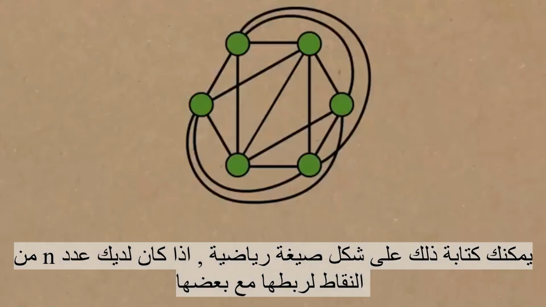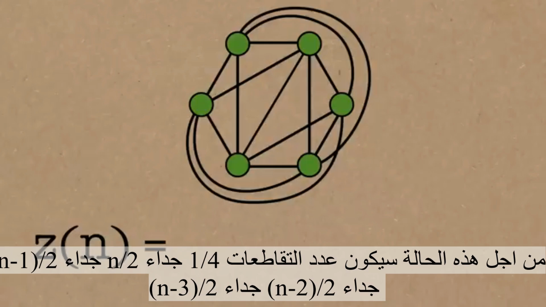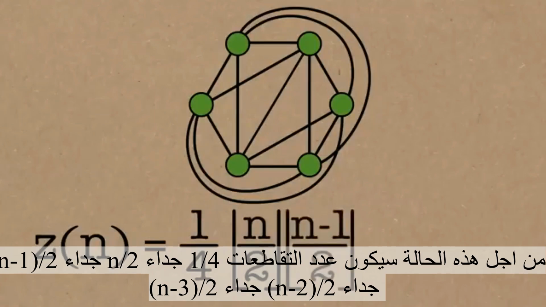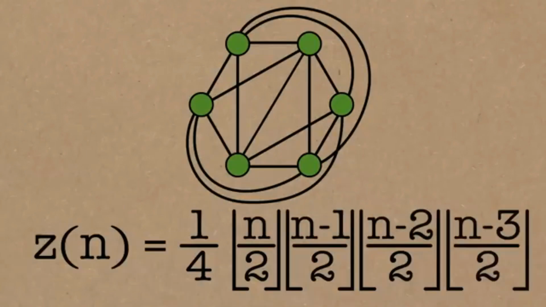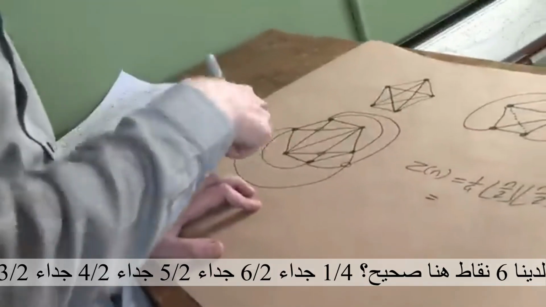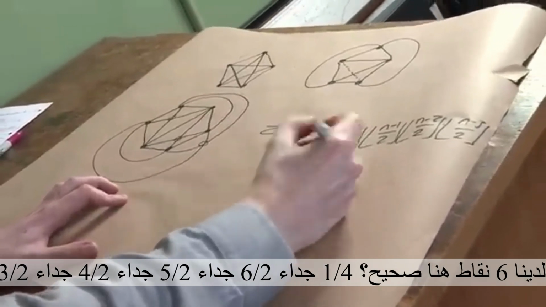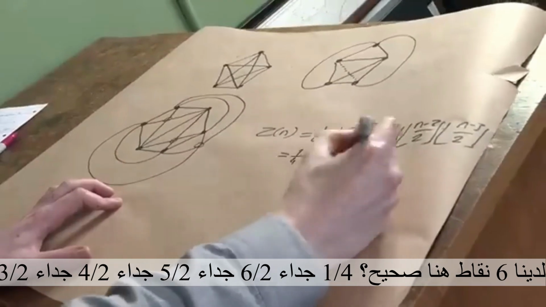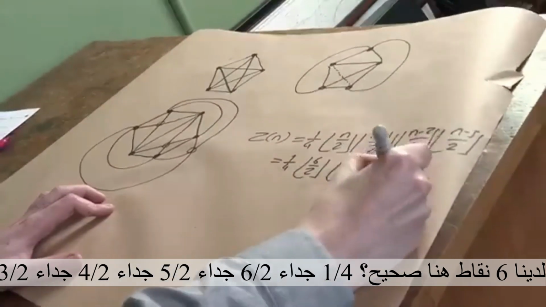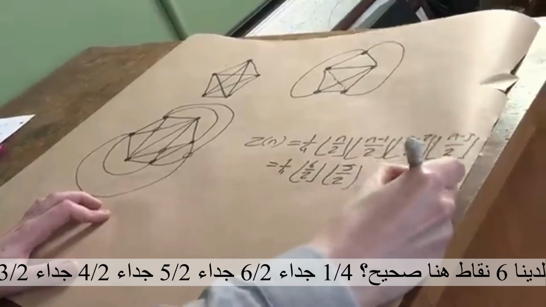You can write that out as a formula as well. So if you just have n points connecting everything to everything, for this diagram, this is how many crosses it has. It is 1/4 of, and then we do a rounding down of n divided by 2, round down n minus 1 divided by 2, round down n minus 2 divided by 2, round down n minus 3 over 2, like that. I did 6 here, didn't I? Quarter of 6 over 2, rounding down, 5 over 2, rounding down, 4 over 2, and 3 over 2.